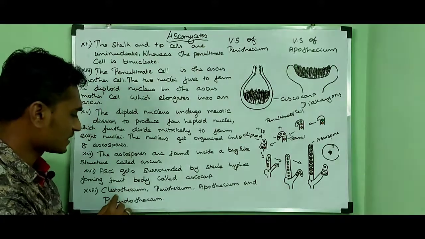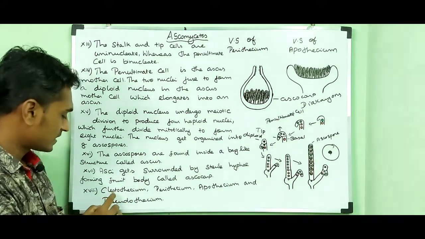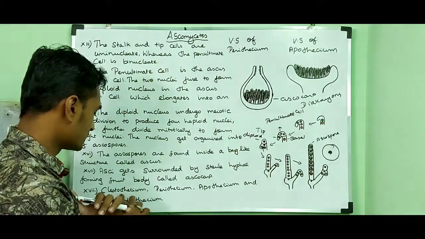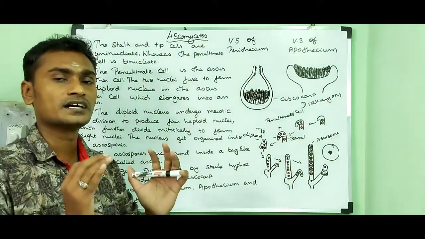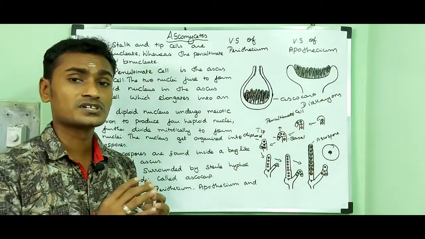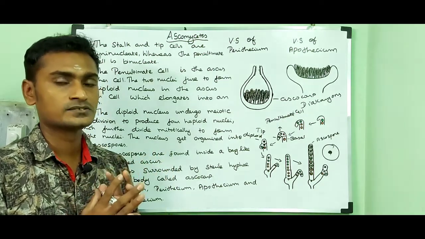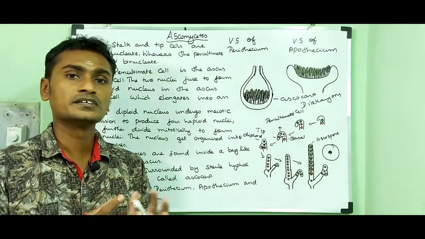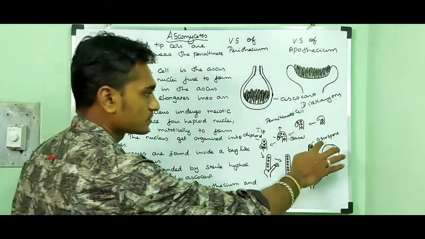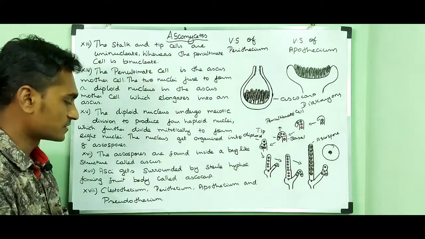They are Cleistothecium, Perithecium, Apothecium and Pseudothecium. Cleistothecium means the ascocarps are closed, clistos means closed. The ascospores are released only when the ascocarp is degraded or decayed, and that ascocarp is called Cleistothecium.